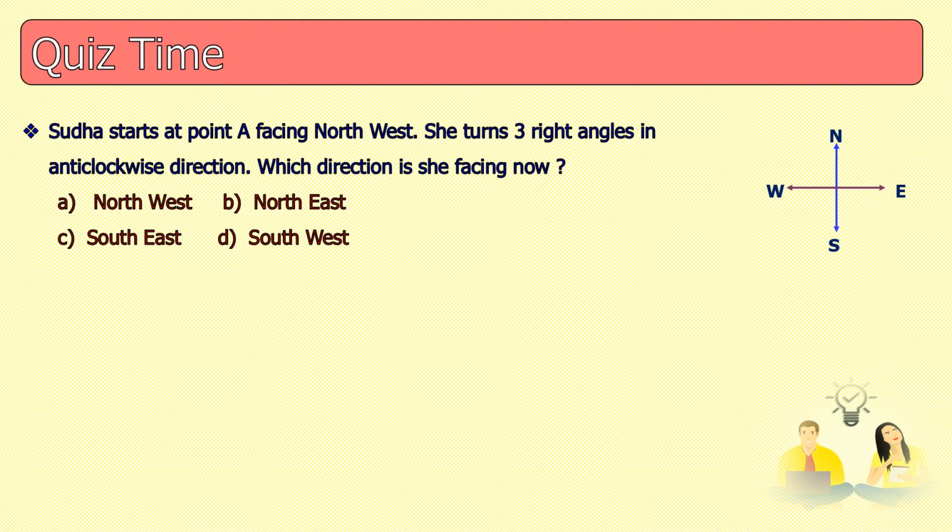Quiz time. Let's check how much we have learned. Sudha starts at point A facing northwest. She turns 3 right angles in anti-clockwise direction. Which direction is she facing now? You have 5 seconds. If you want more time, pause the video and then you can check the answer. Your answer?